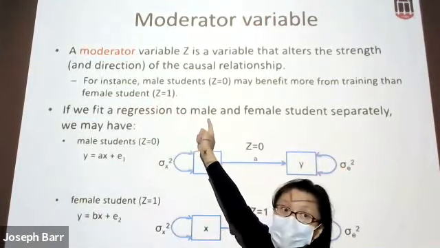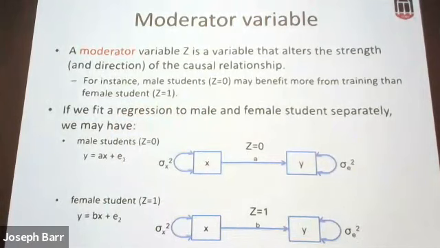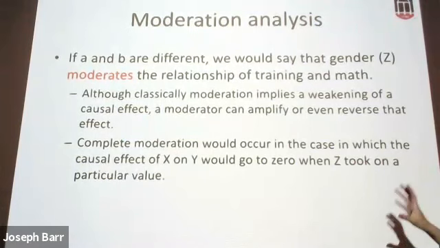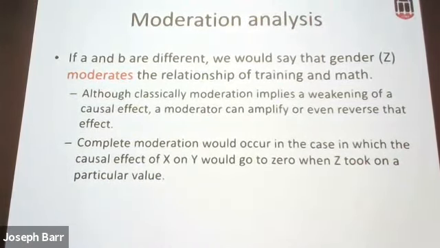If you want to do this test, then Z, gender, is a third variable. That's it. This is the definition of moderation analysis or moderator. Sometimes it's weakening, so it's up to the detailed cases. Classical moderation implies a weakening of causal effects. A moderator can also modify or even reverse that effect. It totally depends on our detailed scenarios.